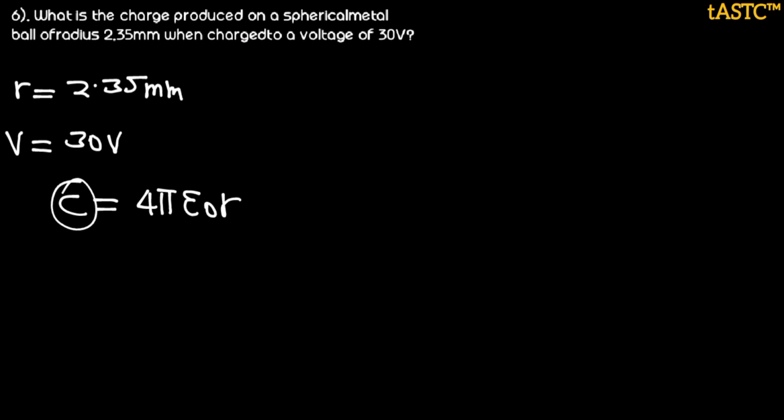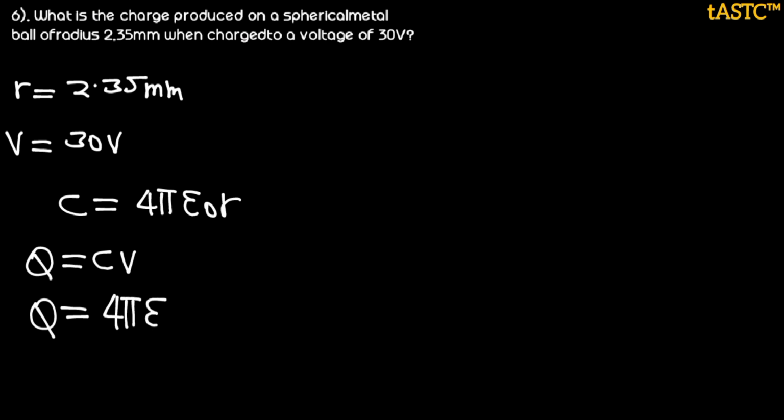Now if we find this, we can find the charge, because charge is going to be equal to CV. Now, from here we can see that charge is going to be equal to CV, that is 4 pi E naught R, and that will be multiplied by V. So we could straight ahead just solve it in this way.